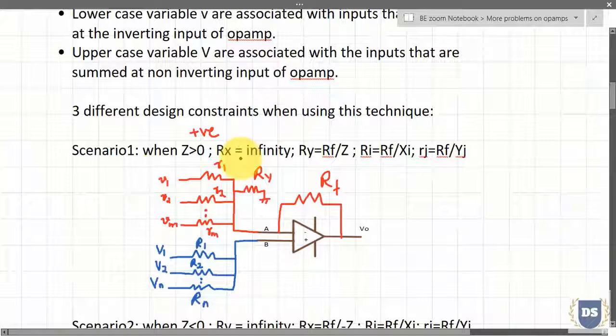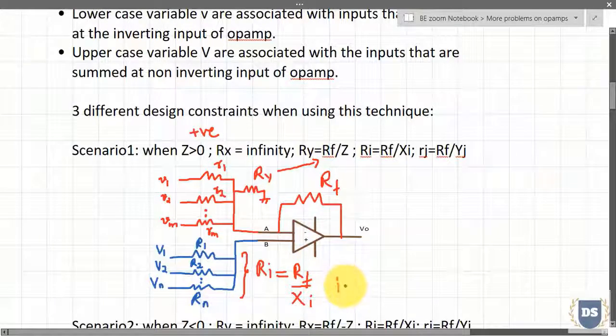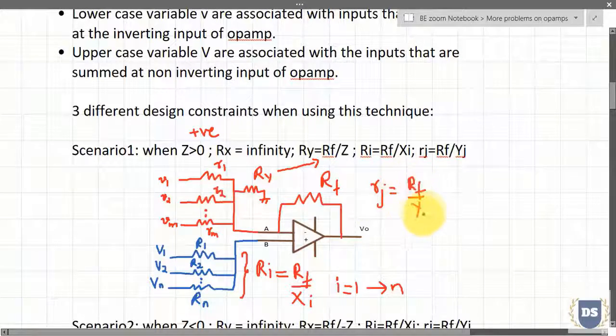As we have left out Rx because it's equal to infinity, I have removed the Rx from the op-amp circuit, and here the Ry value is given as Rf divided by Z, and the Ri values are nothing but the resistances associated with non-inverting input terminals. This Ri is given as Rf divided by Xi, where i can take on values ranging from 1 to n, where n indicates the number of non-inverting input voltages. In a similar way, I can also calculate resistances associated with inverting input terminals, given as Rj equal to Rf divided by Yj, where j can take on values starting from 1 to m, where m indicates the number of inverting input voltages. And in both the cases, Rf is the feedback resistance value.